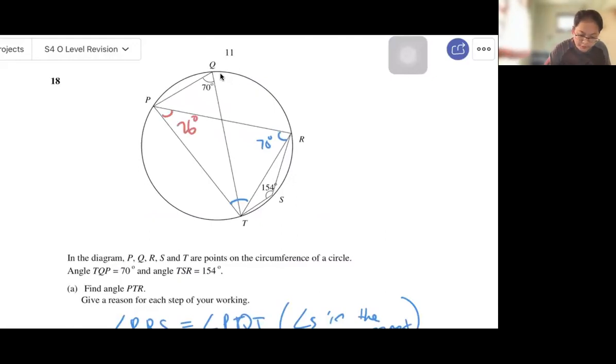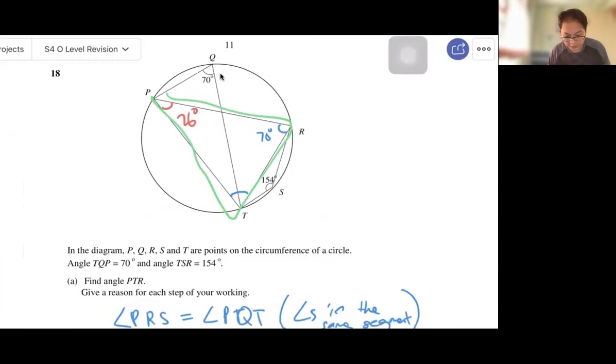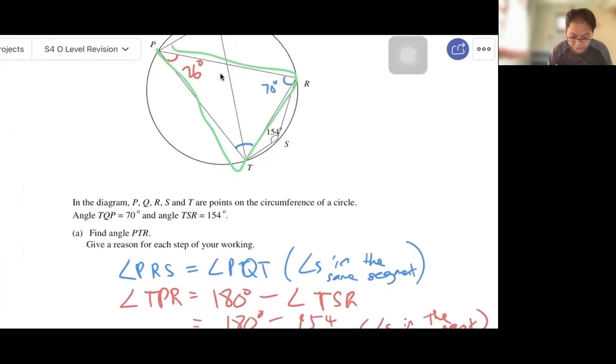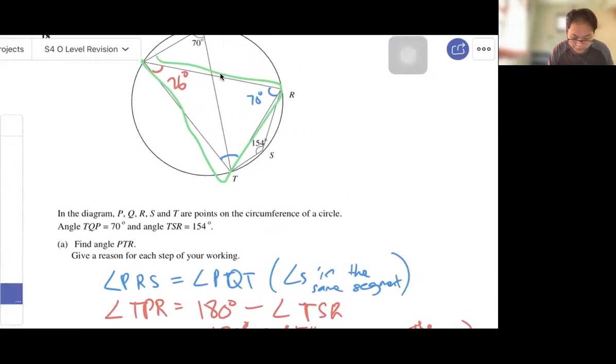So this is the triangle, can you see? So PTR will be 180 degrees minus 26 degrees minus 70 degrees, equal to 84 degrees.